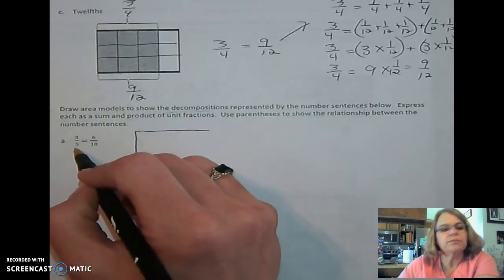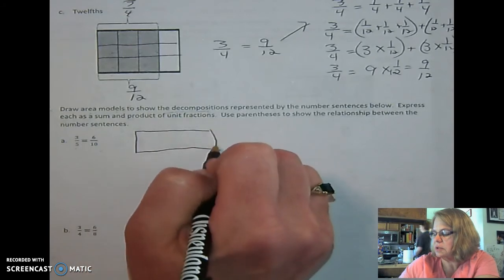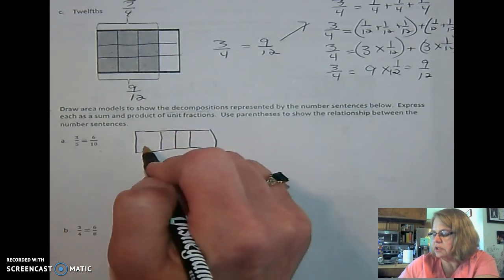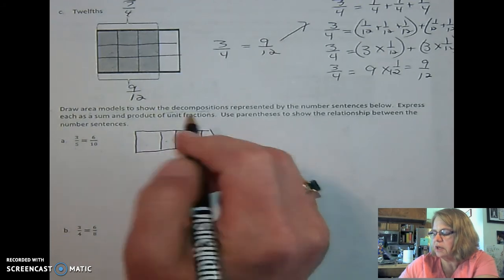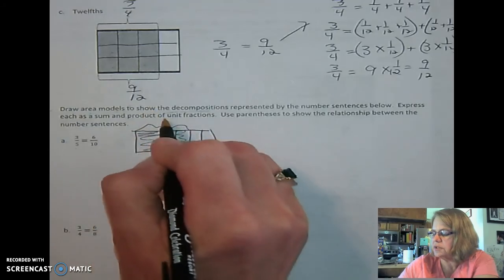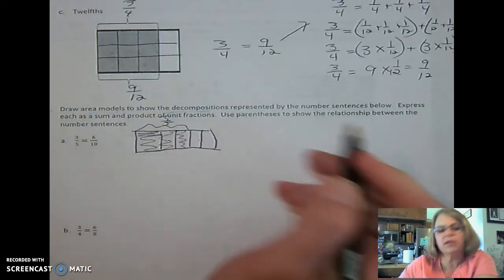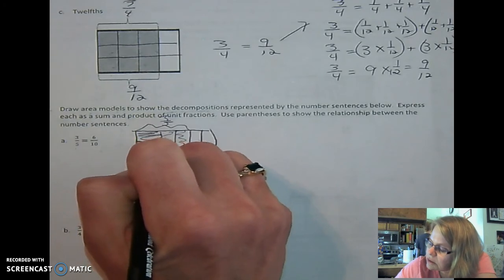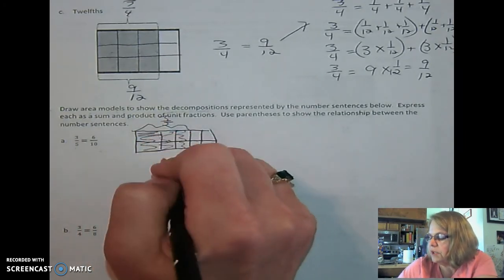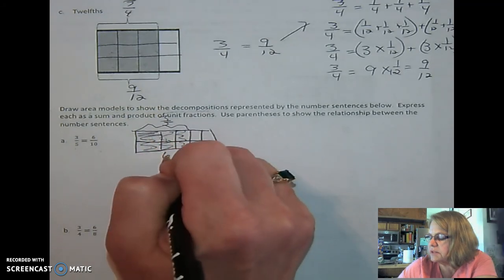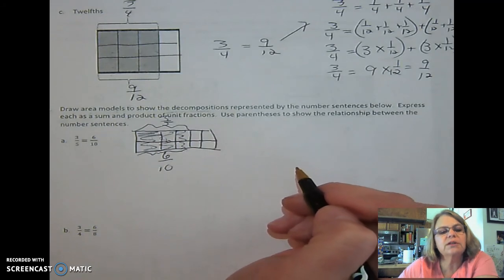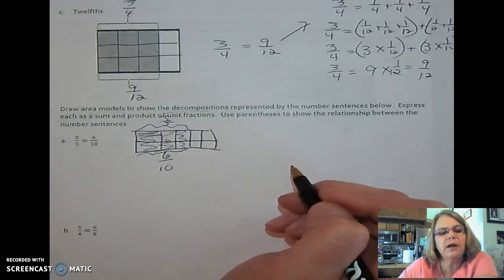We're starting with 3/5. So we're going to break this up into 5 horizontally. 1, 2, 3, 4, 5. And we're going to shade in 3/5. So we can call this 3/5. Now we need to make it into tenths. We draw a line across. Now we have 10 spots. So 3/5 is equal to 1, 2, 3, 4, 5, 6 tenths.